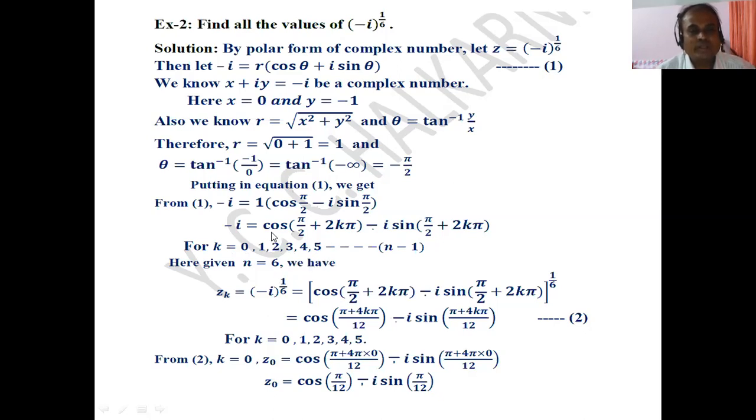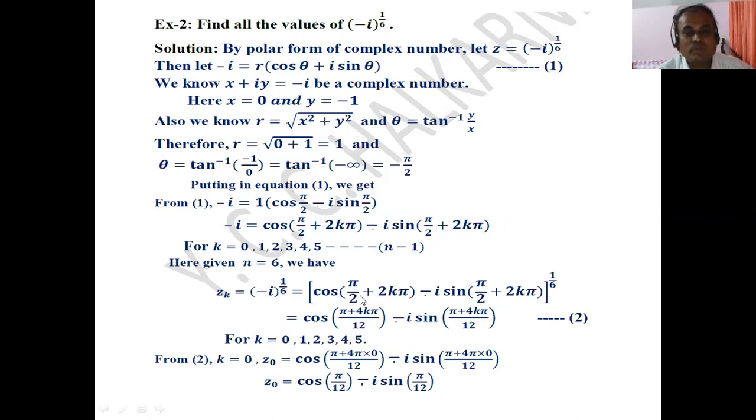Now taking the 6th power to both sides, and therefore we get the value in the form of k. Now we denote this as zk, and therefore zk is equal to (-i) raised to 1 by 6, which is equal to this square raised to 1 by 6. Now (cos of pi by 2 plus 2k pi minus i sine of pi by 2 plus 2k pi) raised to 1 by 6.